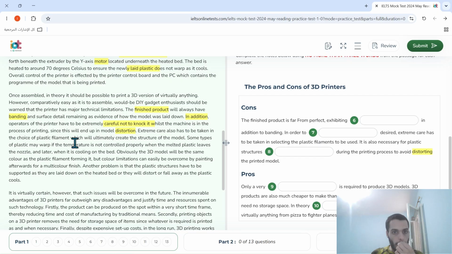Okay, so in addition, operators of the printer have to be extremely careful not to knock the machine during the printing process, since this will end up in model distortion. Extreme care also has to be taken in the choice of plastic filament, which will ultimately create the structure of the model.